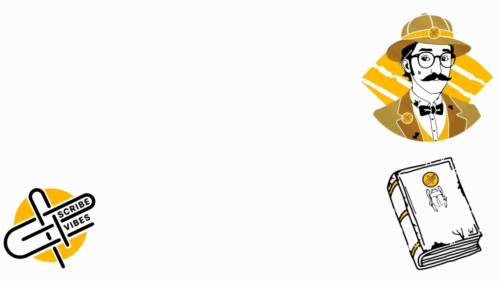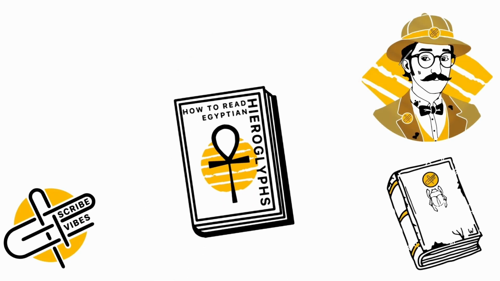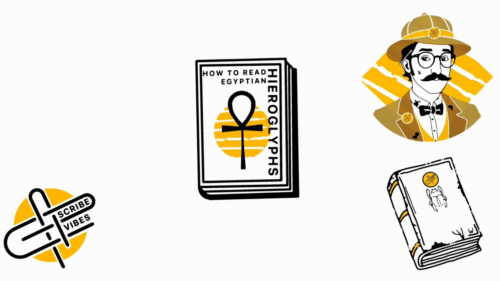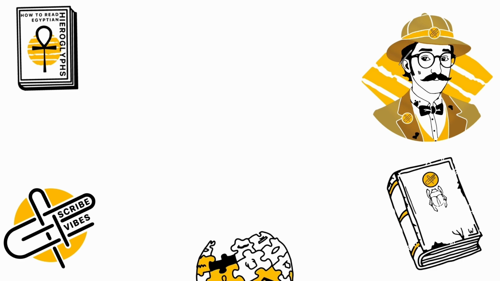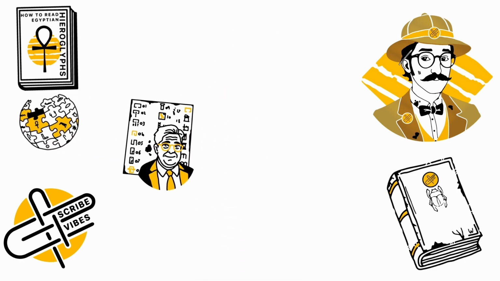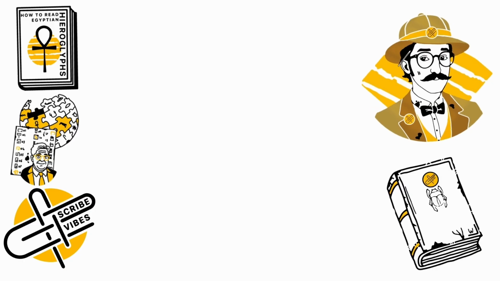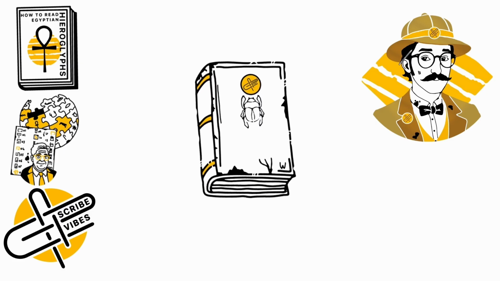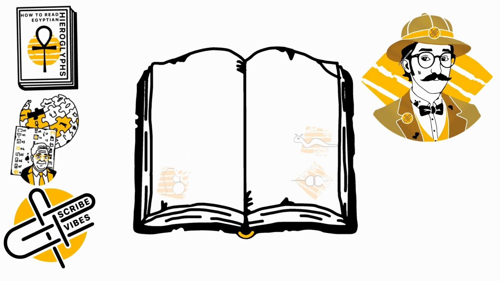My main guide on this journey is How to Read Egyptian Hieroglyphs by Bill Manley and Mark Collier. But to help piece things together, I'm also pulling from a host of online resources, from Wikipedia all the way to digital scans of Gardiner's Egyptian grammar. I'm no expert, just an enthusiastic explorer, figuring it all out one page at a time. Talking of pages, it's time to open up the notebook and get started.